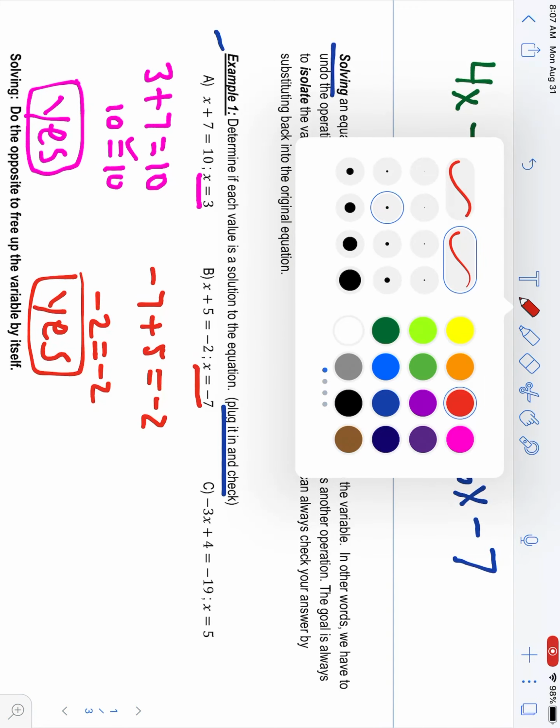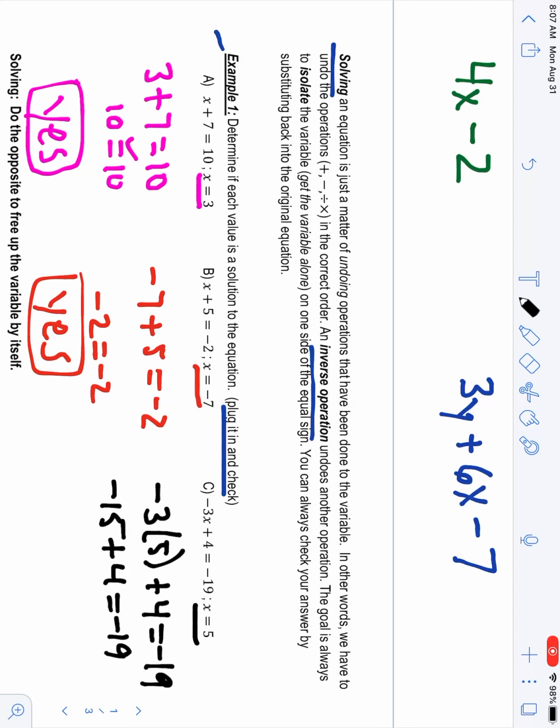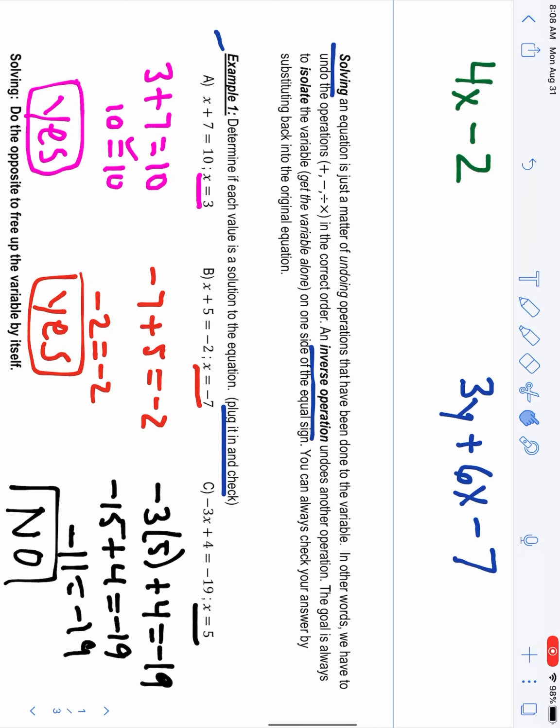All right, let's try the last one. They tell us negative 3x plus 4 equals negative 19, and they're telling us x is 5. So let's plug this in. Negative 3, let's put in our 5, plus 4 equals negative 19. That's negative 15 plus 4 equals negative 19. Well, negative 15 plus 4 is negative 11, and you'll notice this time it does not turn out to be true. Therefore, our answer is no, it is not a solution.